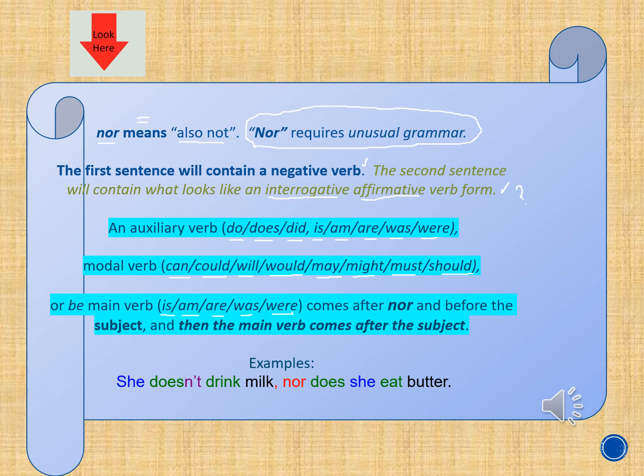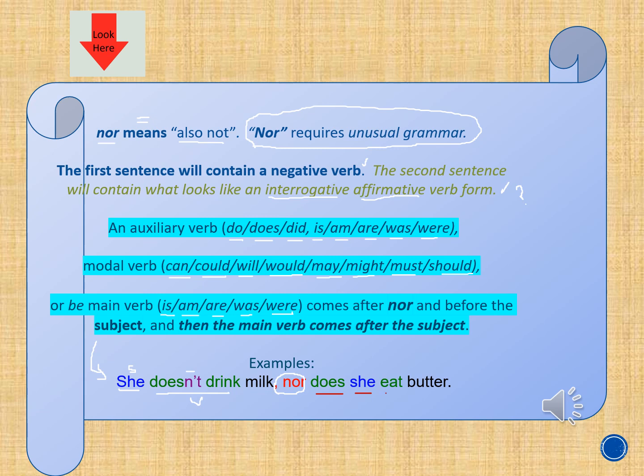Example number 1. She doesn't drink milk. Did you notice? She is my subject. Doesn't drink is negative. It's the negative of drink, correct? I need to use doesn't because it's third person. So: she doesn't drink milk, comma, nor does she eat butter. See, after nor, it looks exactly as if we were making a question.